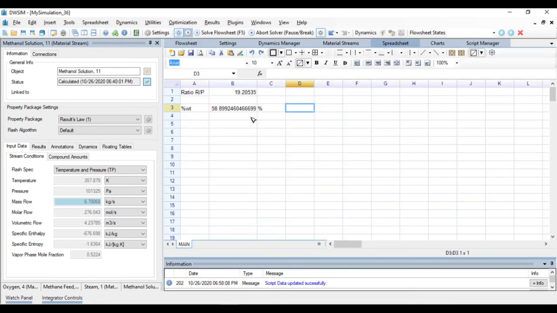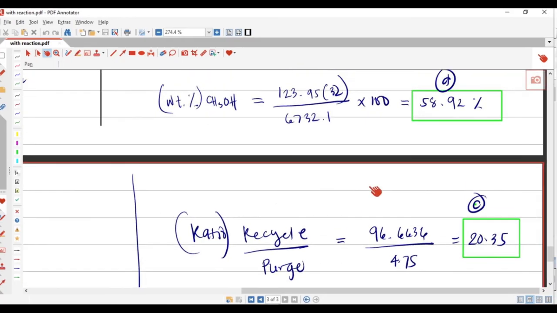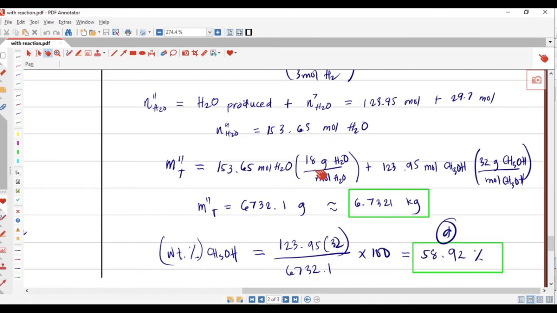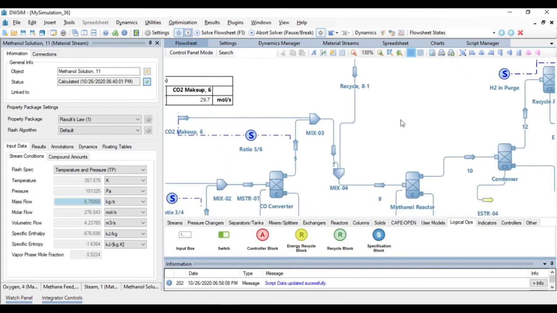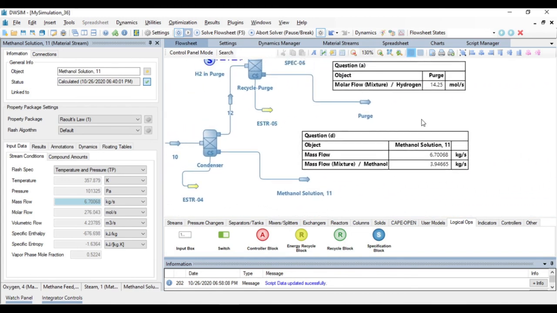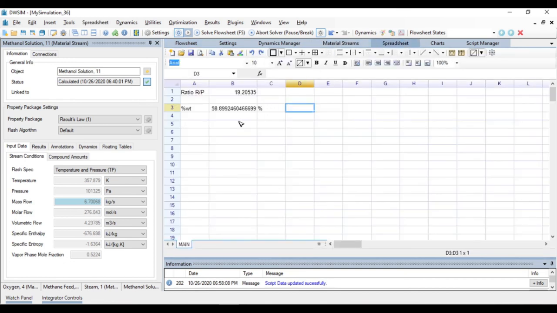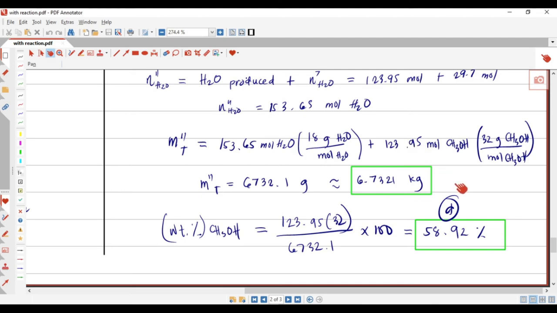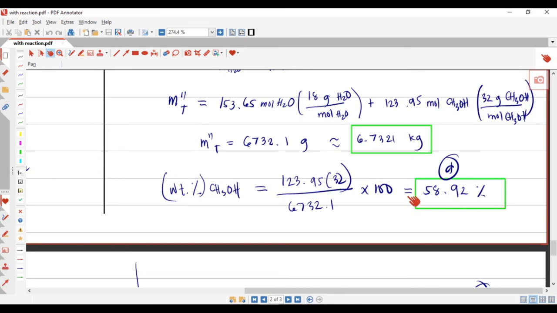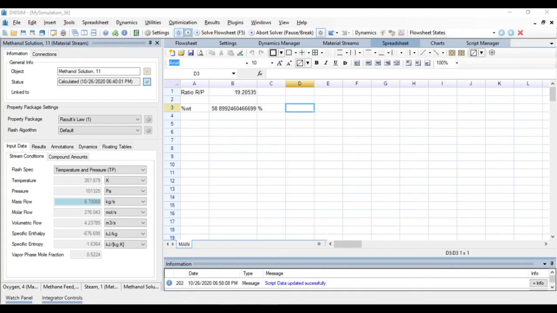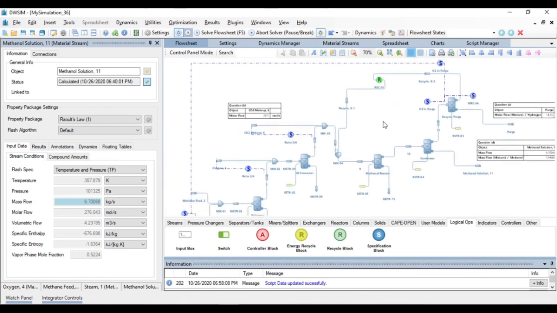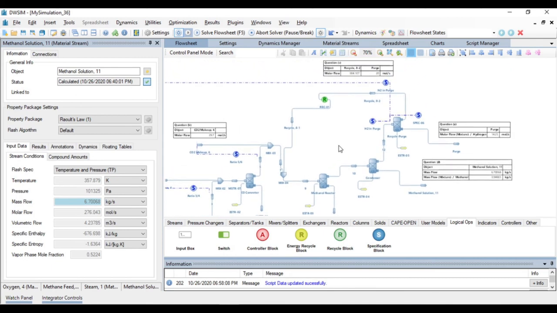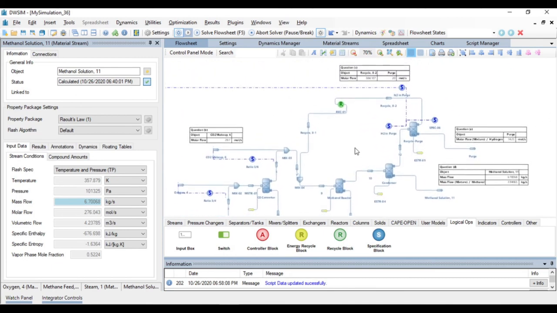So it is close. And the amount of the solution in kilograms, what we have calculated manually is 6.7321. In DWSIM, it is 6.7, so it is close also. And the strength of the solution in the spreadsheet is 58%. Also in what we have manually solved, it is 58.92% strength of the solution. Okay, let's go back to the flowsheet. So this is the process of the problem, and we have also solved it using the DWSIM. Okay, thank you.